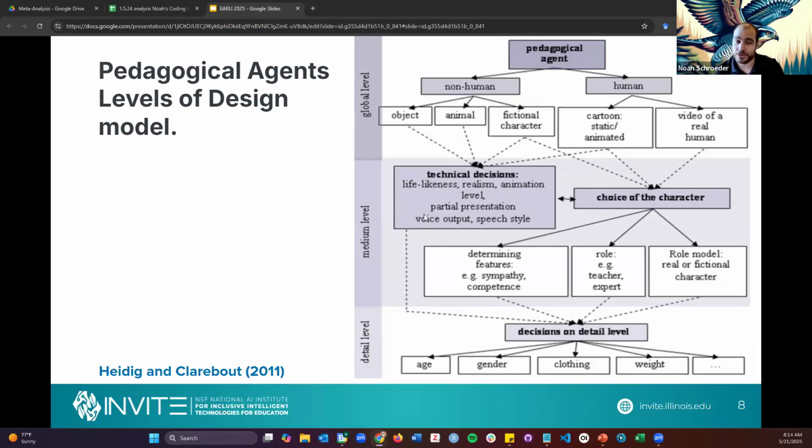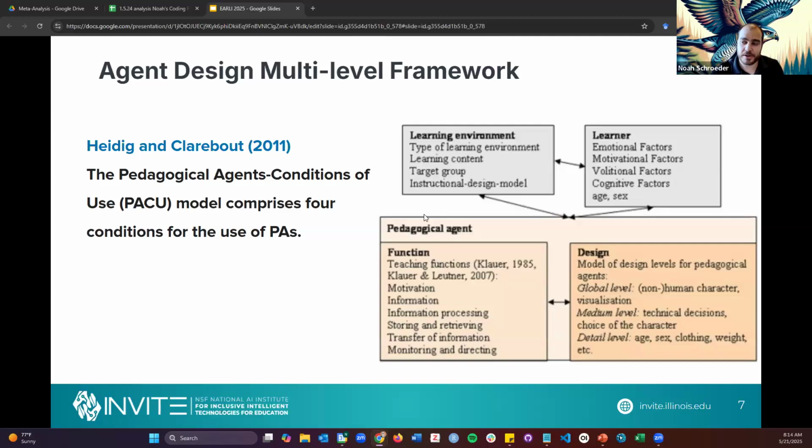This is things like how old does the character appear? What type of clothing does it wear? What gender does it appear as? What weight is it? All of those types of factors. Now, I mention these things for 2 reasons. One, in my personal opinion, this is the most robust framework we have for understanding how to design agents because it talks about all of these different aspects, the learning environment, the learner, the function of the agent, and the design.